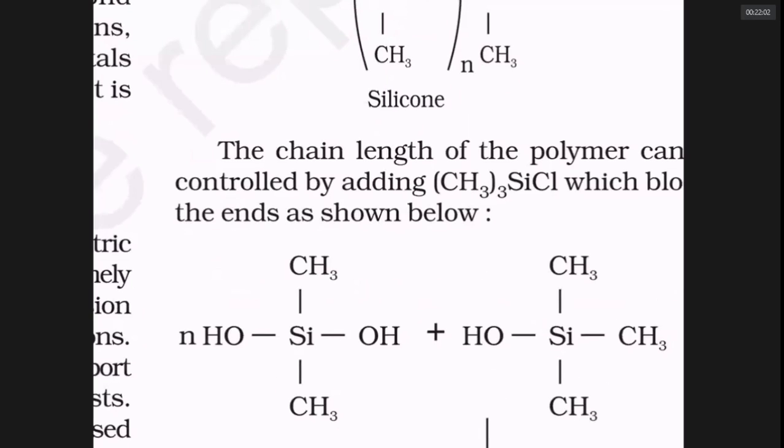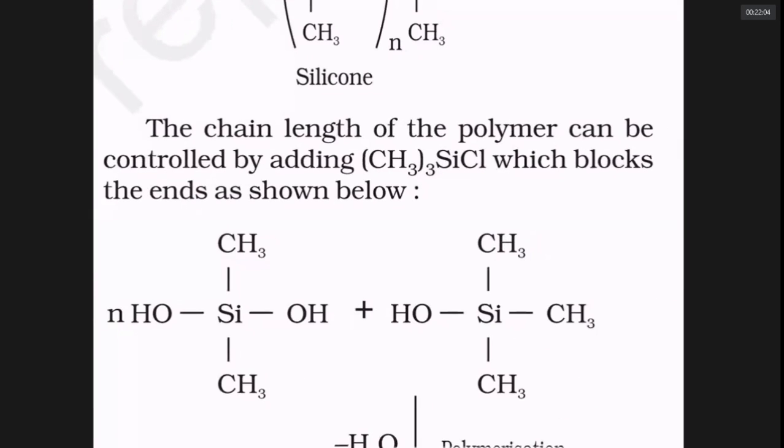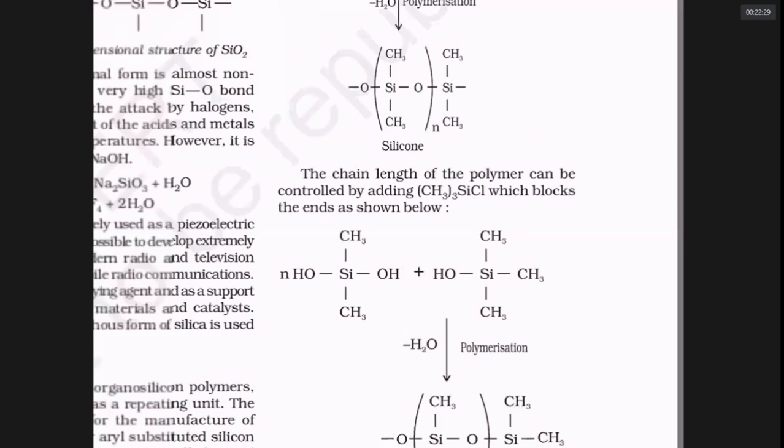To close the chain at one side, you should use trimethyl chlorosilane. If you want a branched silicone, you should take trichloromethylsilane. If the Cls are 3 and 1 methyl, on hydrolysis it gives a branched silicone. If the chlorines are 2 and methyls are 2, it gives linear silicone. If only 1 chlorine and methyls are 3, that will close the reaction. So this is the variation.